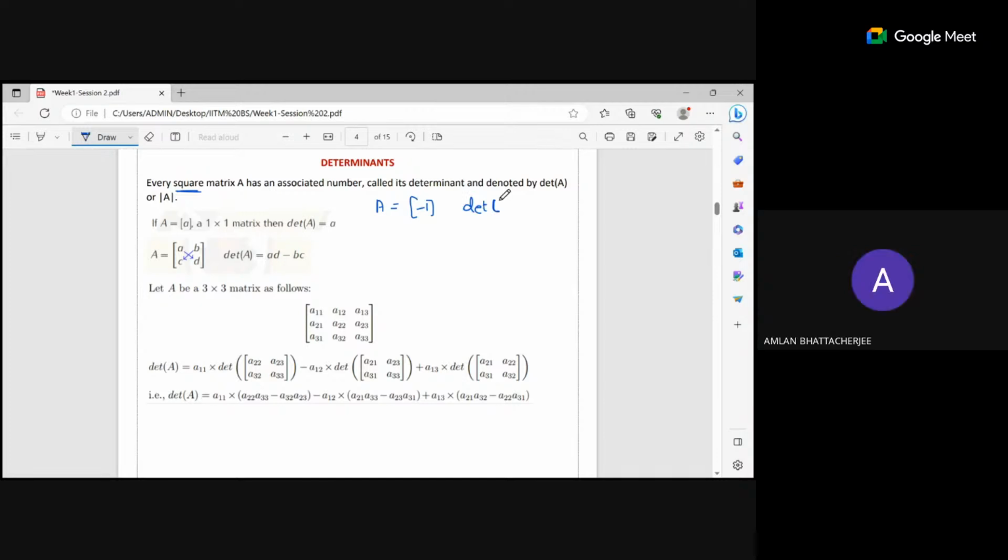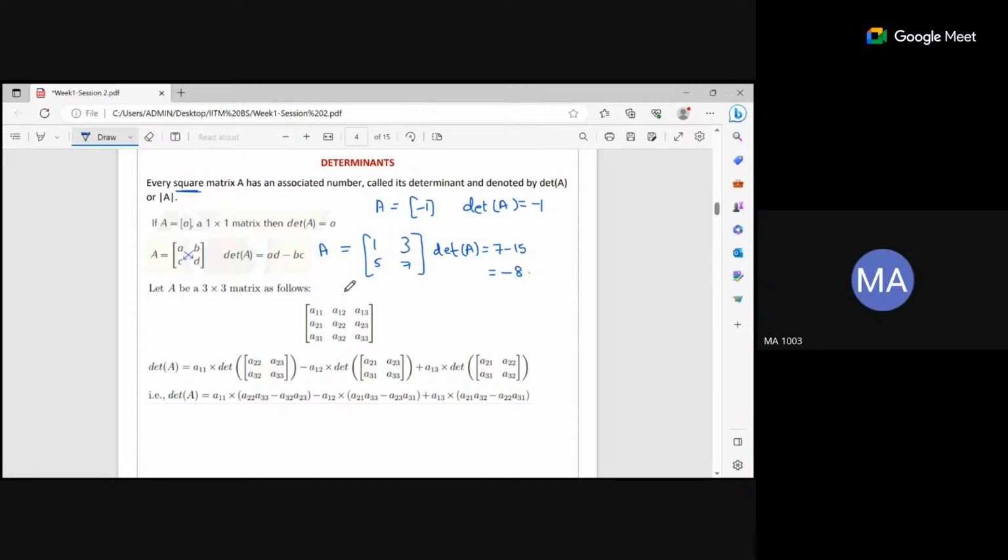Minus 1. Okay. Now if A is a 2 by 2 matrix like this, then the determinant is nothing but AD minus BC. For example, if you have a matrix like this, can you say what is the determinant of A? 7 minus 15, minus 8. So this is the determinant of a 2 by 2 matrix.